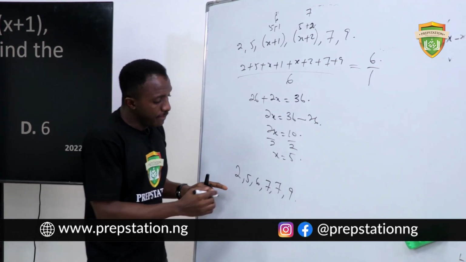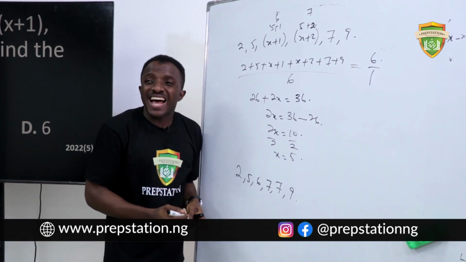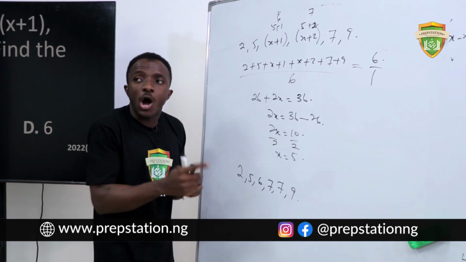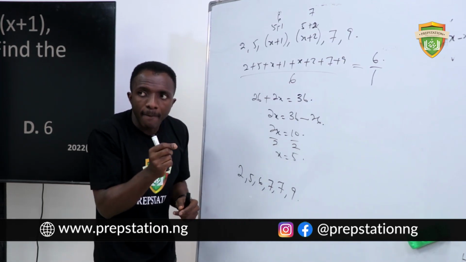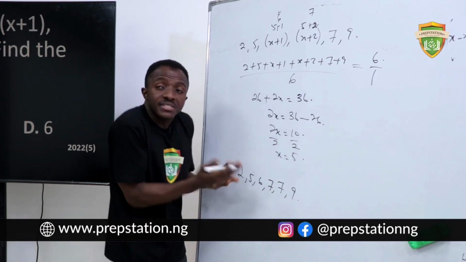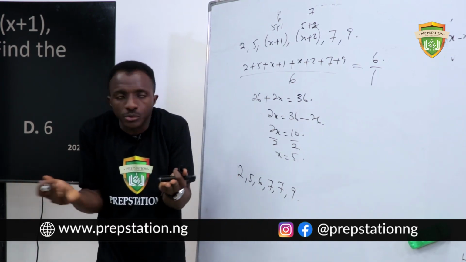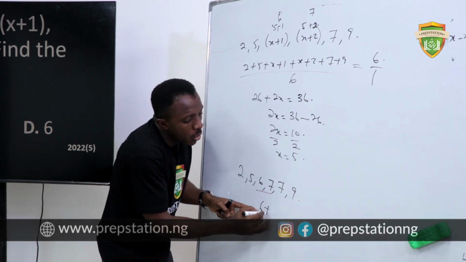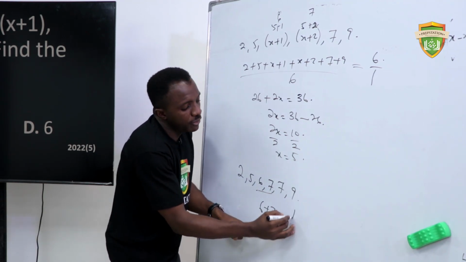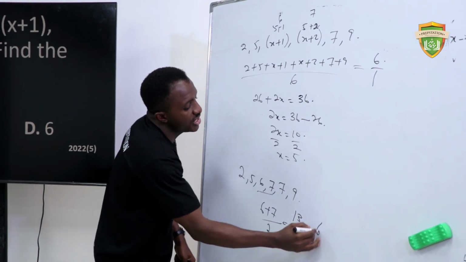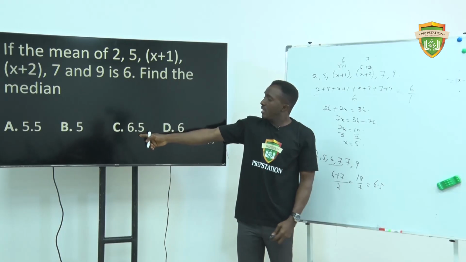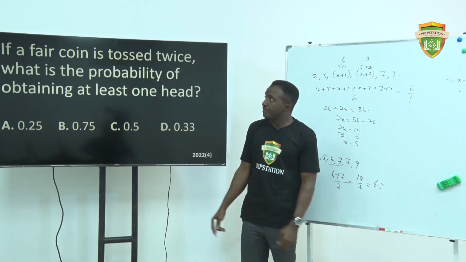Now, ideally, if the numbers are odd, if they are not even, it is the middle number. But when they are even, we have 6 numbers. 6 is even. So we pick the 2 middle numbers. So 6 plus 7, we find the average of this. 6 plus 7 over 2 is 13 over 2, which is 6.5. And 6.5 is the correct answer, and that's option C.